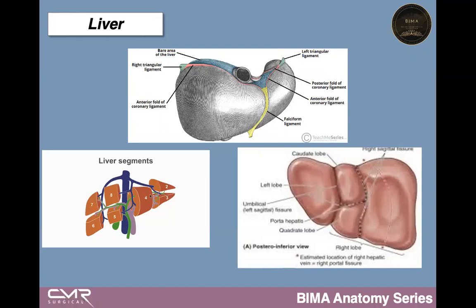And on this image here, which is the visceral surface, you can clearly see the fissures. I'm really sorry for the quality of this image. I don't think it's very clear. But you have the right sagittal fissure, which is on the right aspect of the liver lobe. And then you've got the left or the umbilical sagittal fissure here, which is a remnant of the umbilical vein.